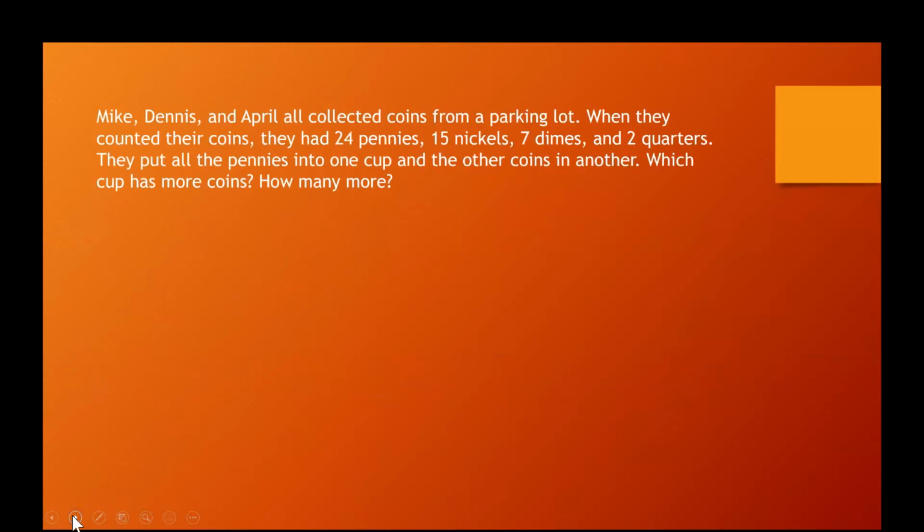We've got our application problem here, and it says Mike, Dennis, and April all collected coins from a parking lot. When they counted their coins, they had 24 pennies, 15 nickels, 7 dimes, and 2 quarters. They put all the pennies into one cup and the other coins into another. Which cup has more coins and how many more coins? So we have 2 questions here to answer.